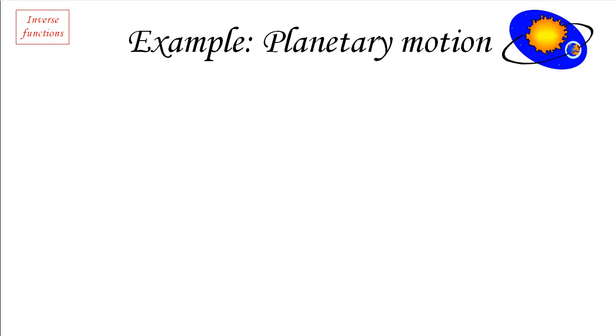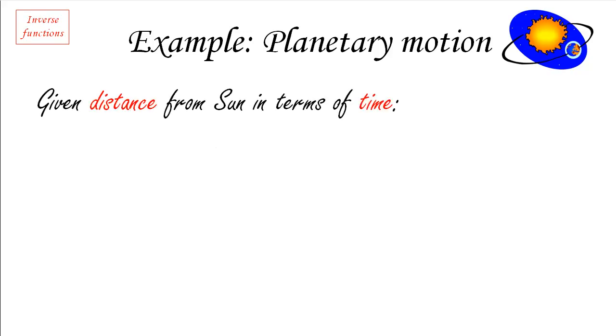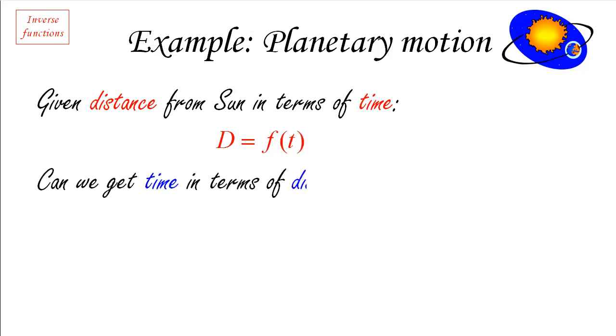Another possible example, and of course there are millions of them, is planetary motion. Let's say that we have a way of figuring out how far the Earth is from the Sun in terms of time. So at any given time of the year, how far is the Earth from the Sun? Well, can we reverse that? Can we figure out, given the distance of the Earth from the Sun, what time of the year it is?